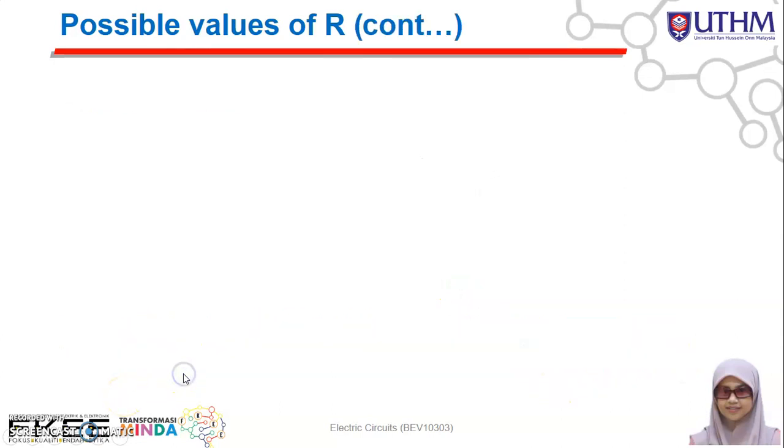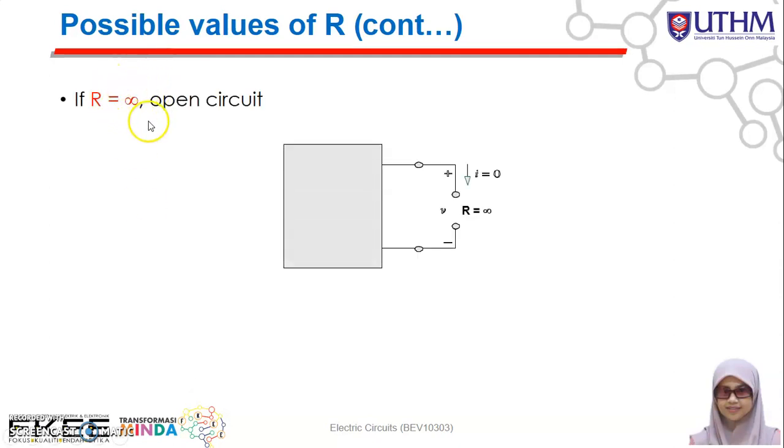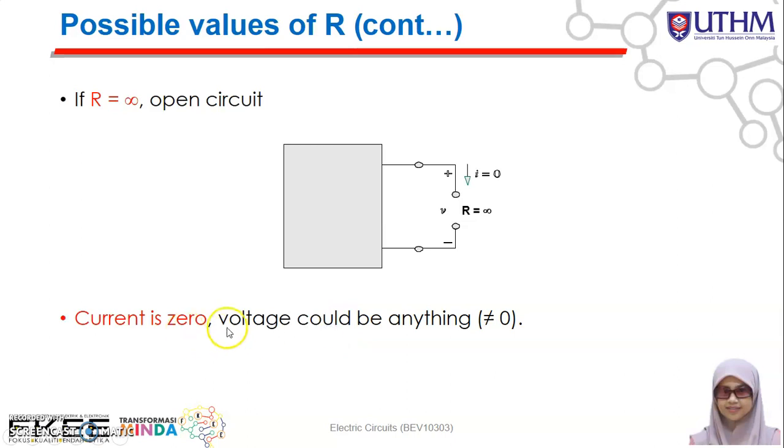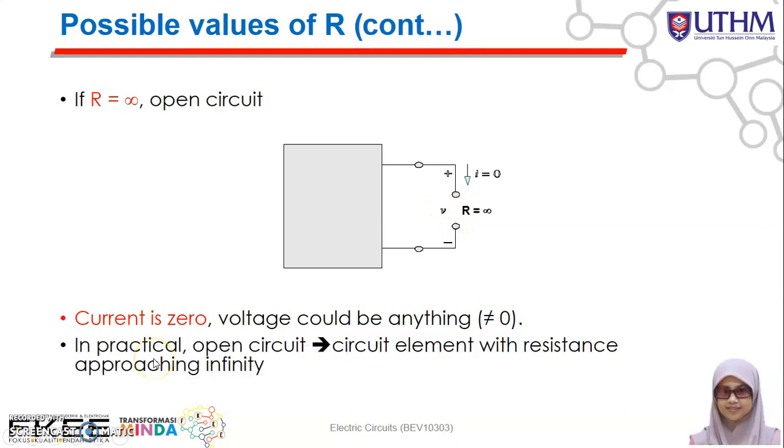Okay, so next for the maximum value, R can be infinite. When R is infinite, we consider it as an open circuit. When you have an open circuit condition, it means that no current can flow. So when R is infinite, I is equal to 0. When I is 0, voltage could be anything. Okay? So voltage cannot be equal to 0. In practice, when you have an open circuit condition, the circuit element is considered to have resistance approaching infinite, right?